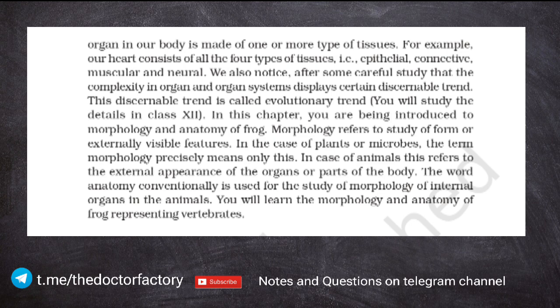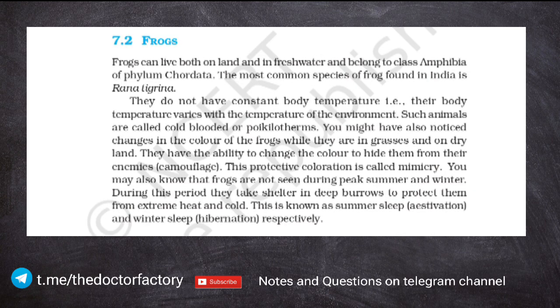7.5 Frogs. Frogs can live both on land and in fresh water and belong to class Amphibia of phylum Chordata. The most common species of frog found in India is Rana tigrina. They do not have constant body temperature, that is, their body temperature varies with the temperature of the environment. Such animals are called cold-blooded or poikilothermous.